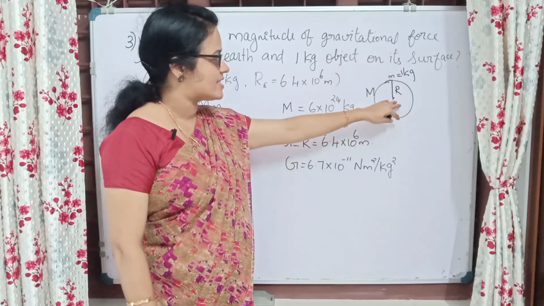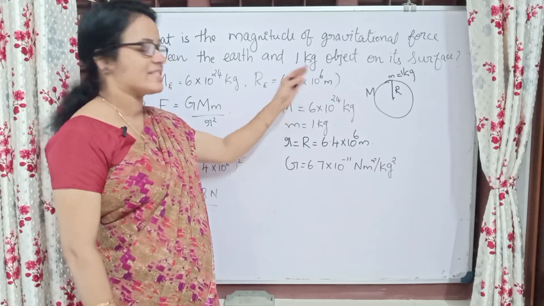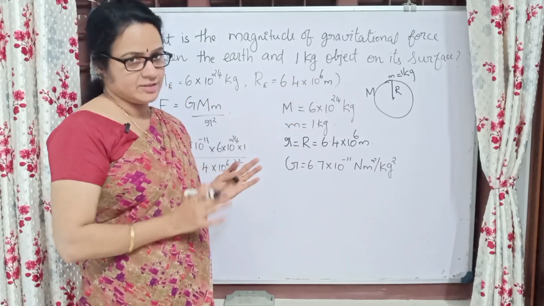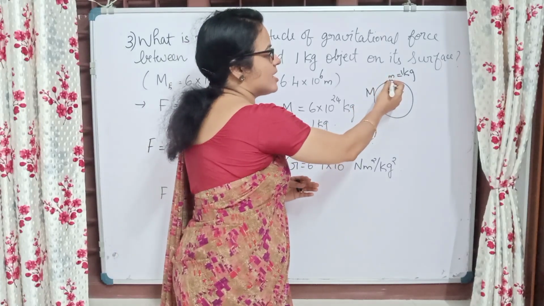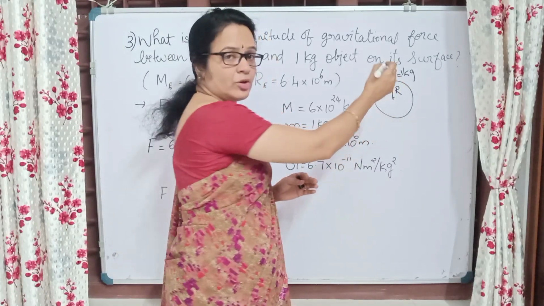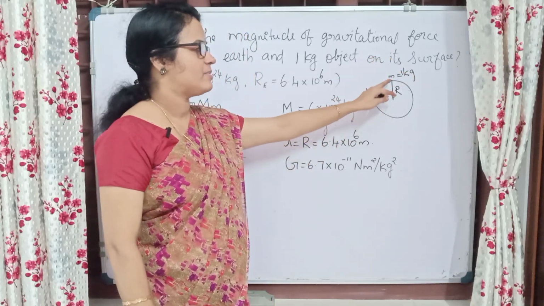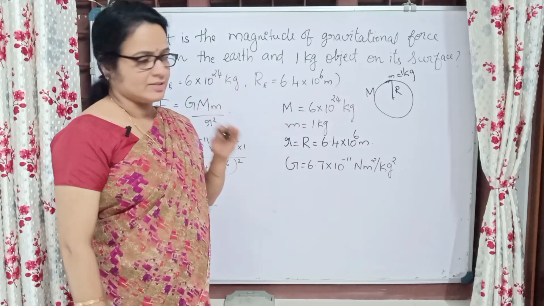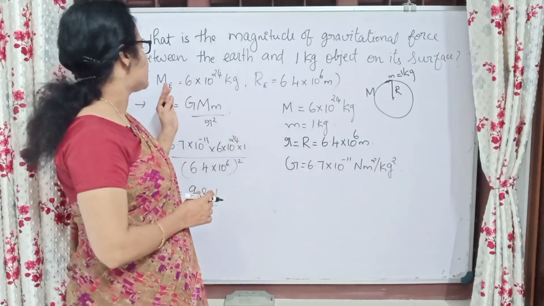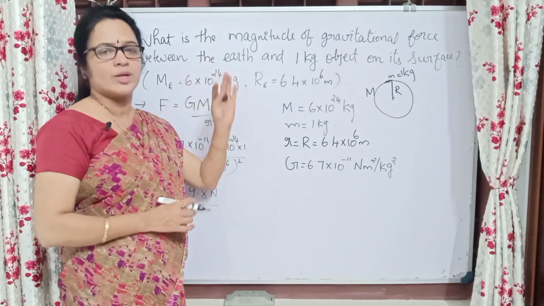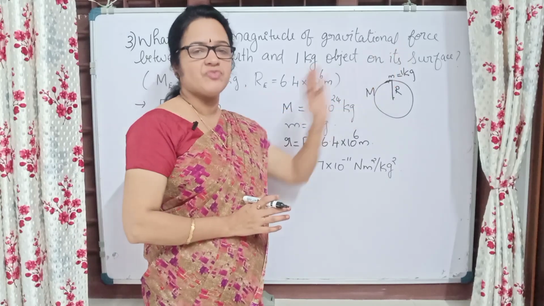So here we have the distance, that is the radius, given as 6.4 into 10 raised to 6. That is the radius of the Earth. And that distance will be used here because the 1 kilogram mass is kept on the surface of the Earth. So the distance between these two masses can be taken as the radius of the Earth. And the capital M, the mass of the Earth, is given as 6 into 10 raised to 24 kilogram. That is the mass of the Earth. And small letter m is 1 kilogram.